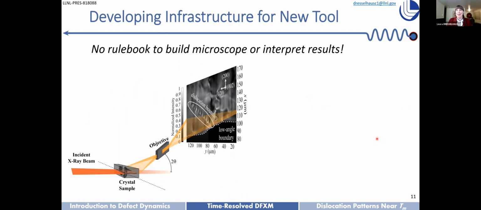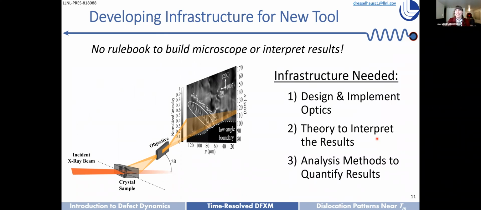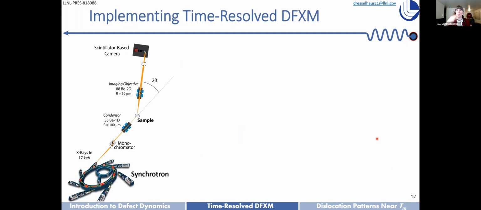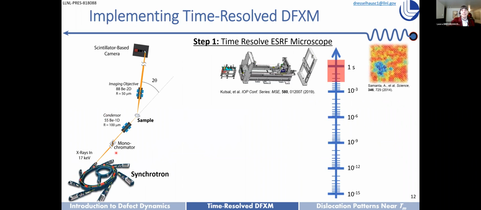But of course, as many of you know quite well, when we are developing this new tool, we don't actually have a rule book to build the microscope or interpret the results. So the reason that this has taken 3 years is because we had to start by developing the infrastructure needed to use it. So the first step was to design and implement the optics. I'm sure most of you are quite familiar with the ID6 configuration, so I won't belabor this. But I began these DFXM experiments at ID6 using the stroboscopic imaging tools that we had installed there to be able to explore this millisecond to second timescale that is characteristic of equilibrium dynamics in these materials.